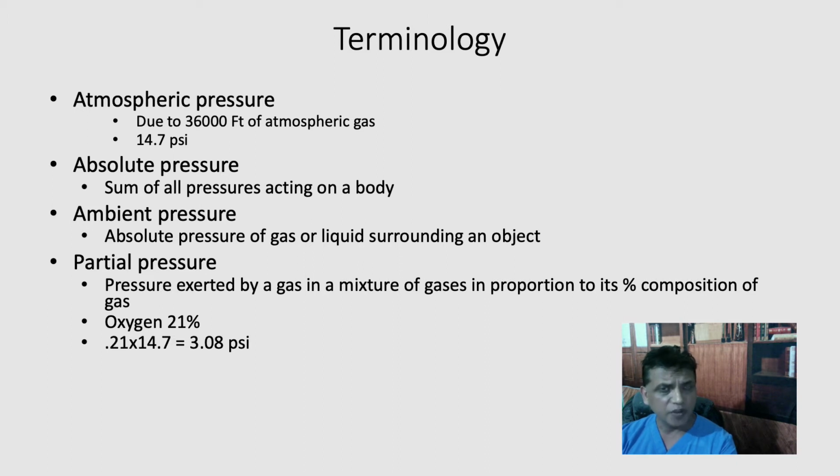Okay, so let me give you an example. Oxygen is 21% of air. Atmospheric pressure is 14.7 pounds per square inch. So what is the partial pressure of oxygen? Well, it's 21% of 14.7 pounds per square inch, and if you do the calculation, it's approximately 3 pounds per square inch.